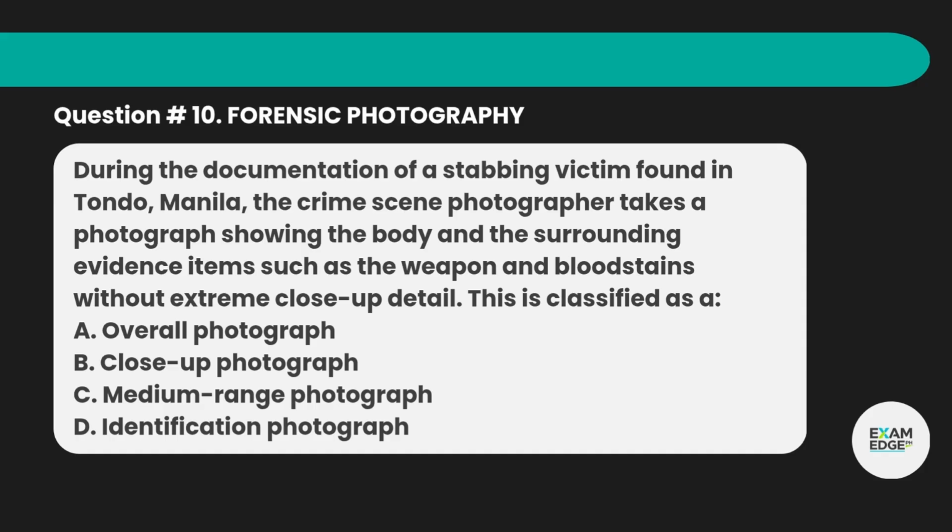Question number 10. Forensic photography. During the documentation of a stabbing victim found in Tondo, Manila, the crime scene photographer takes a photograph showing the body and the surrounding evidence items such as the weapon and bloodstains without extreme close-up detail. This is classified as: A. Overall photograph, B. Close-up photograph, C. Medium-range photograph, D. Identification photograph.